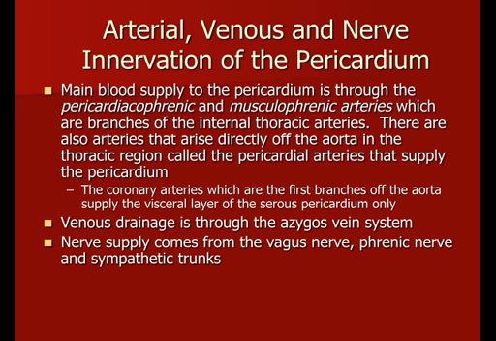Your main blood supply to the pericardium is through the pericardiophrenic and musculophrenic arteries, which are branches off the internal thoracic arteries. There are also arteries that arise directly off the aorta in the thoracic region called the pericardial arteries, and they supply the pericardium. Coronary arteries are the first branches off the aorta, and supply the visceral layer of the serous pericardium only. Venous drainage is through the azygos vein system, and nerve supply comes from the vagus nerve, right? Cranial nerve, we already learned that, and the phrenic nerves, and from the sympathetic trunks.